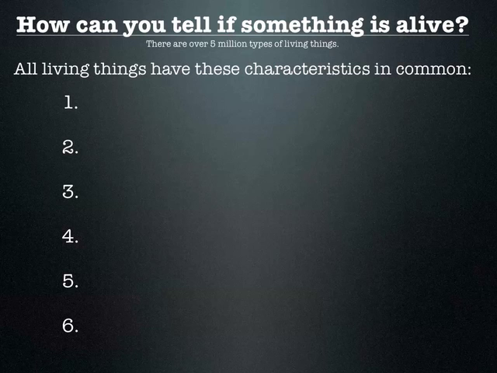Anything else? If it's moist on the inside. Because trees have water. Okay, never heard that one. Anything else? A lot of people want to say if it has blood. Trees don't have blood. I know, but I'm just saying what lots of people say.